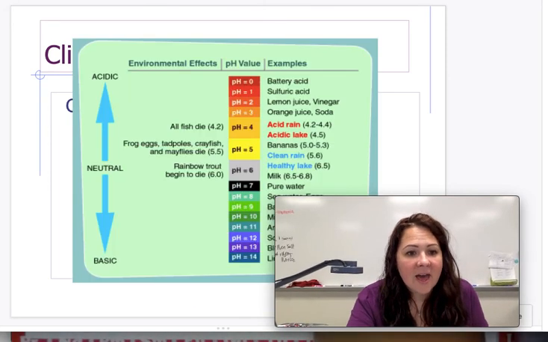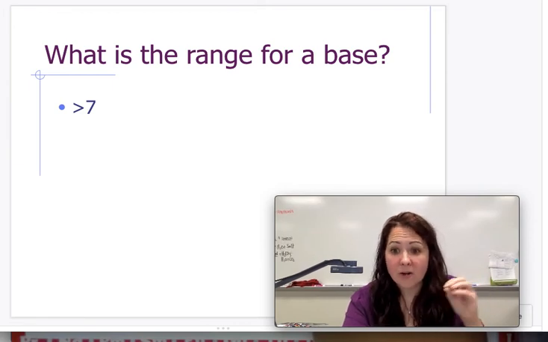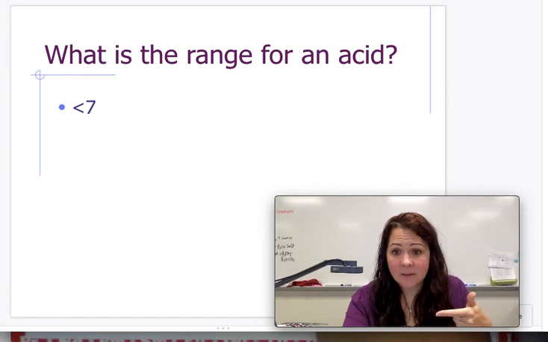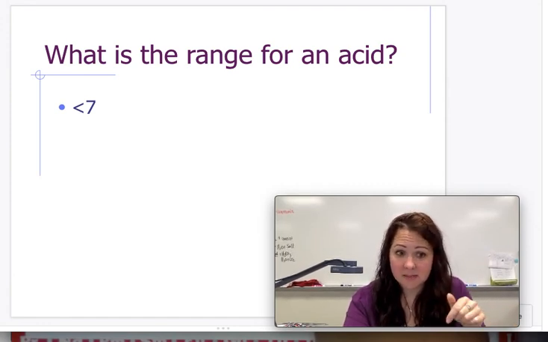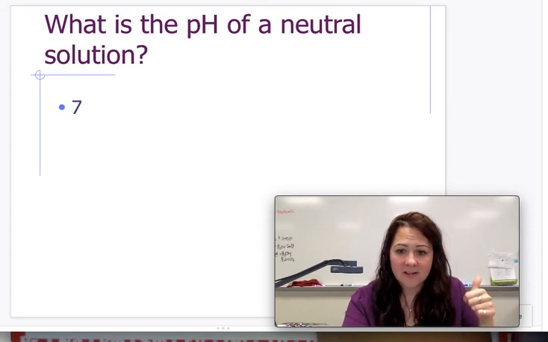So when we're looking at our pH scale, again, I just went through this. Anything that is greater than the number 7 is a base. Less than the number 7 is an acid. So bigger than 7 is a base. Less than 7 is an acid. And if you are exactly at 7, that's neutral. Anything less or more is an acid or a base.